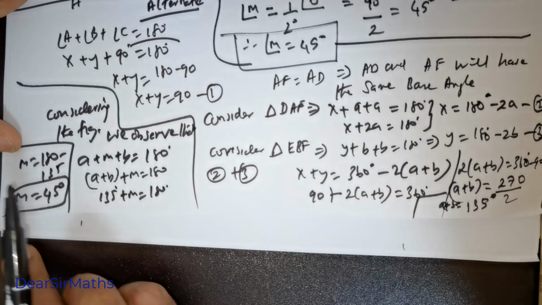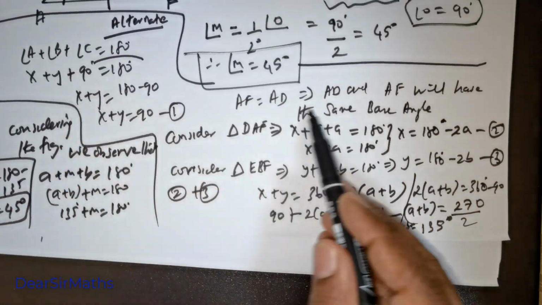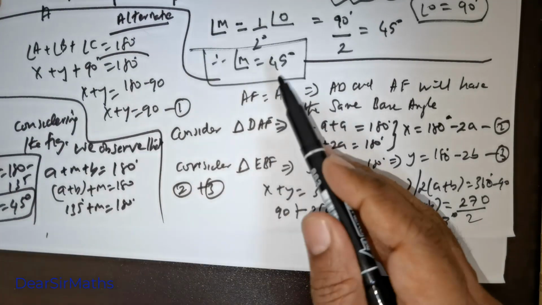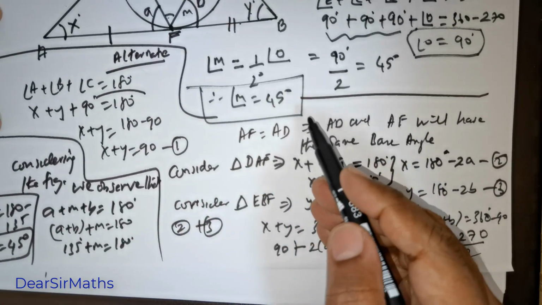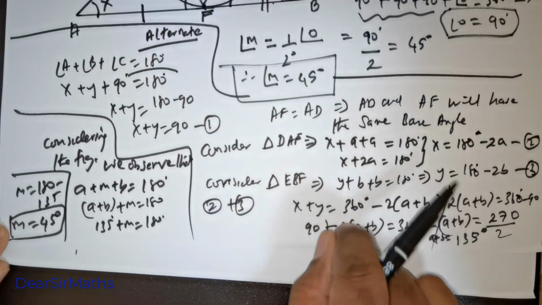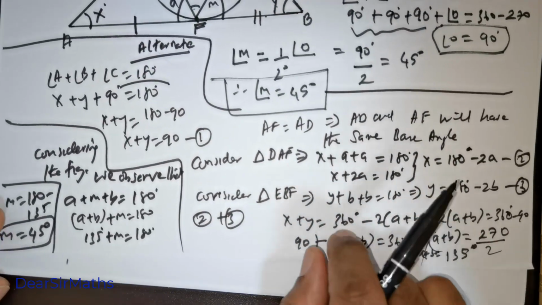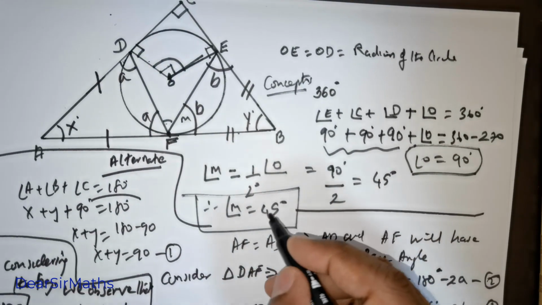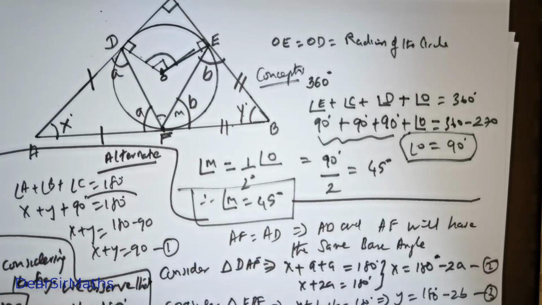So you can clearly see the number of steps I have taken just to get m is equal to 45. And it's good to know both these methods, because unless you know the intensity of this method, you wouldn't be able to appreciate the concepts given in the first method.